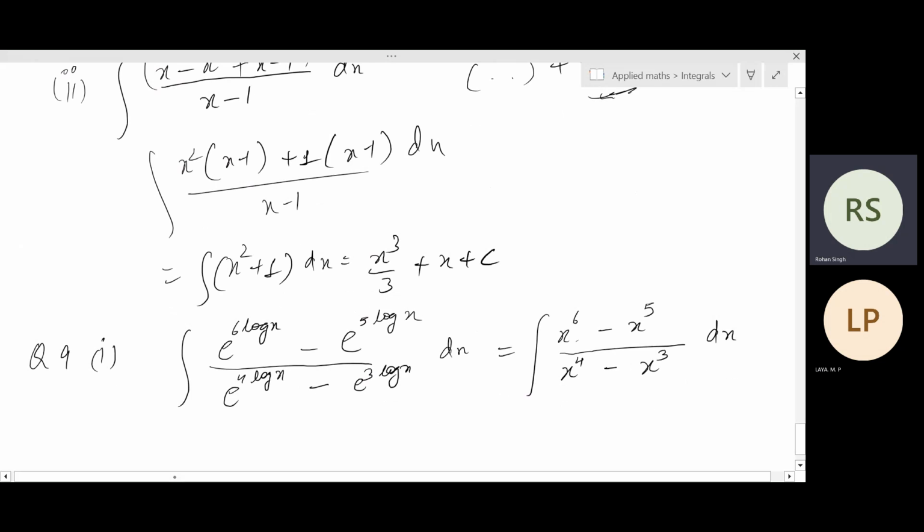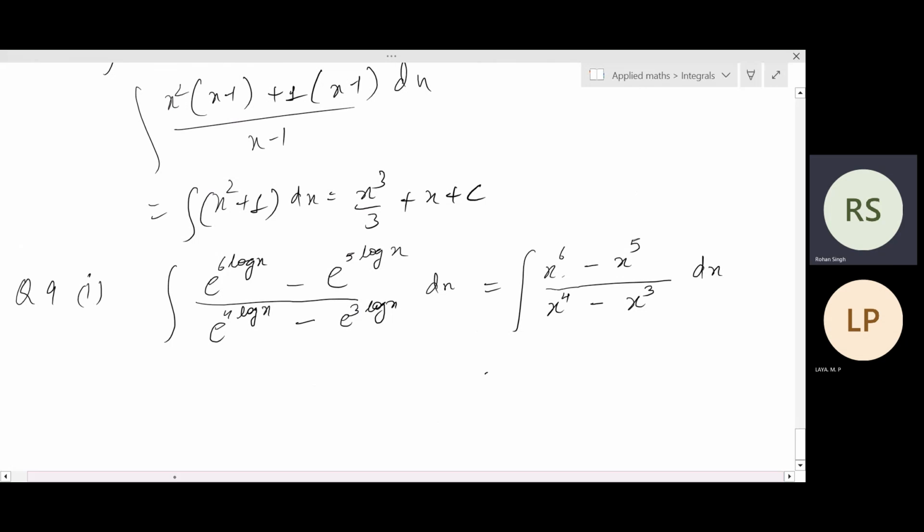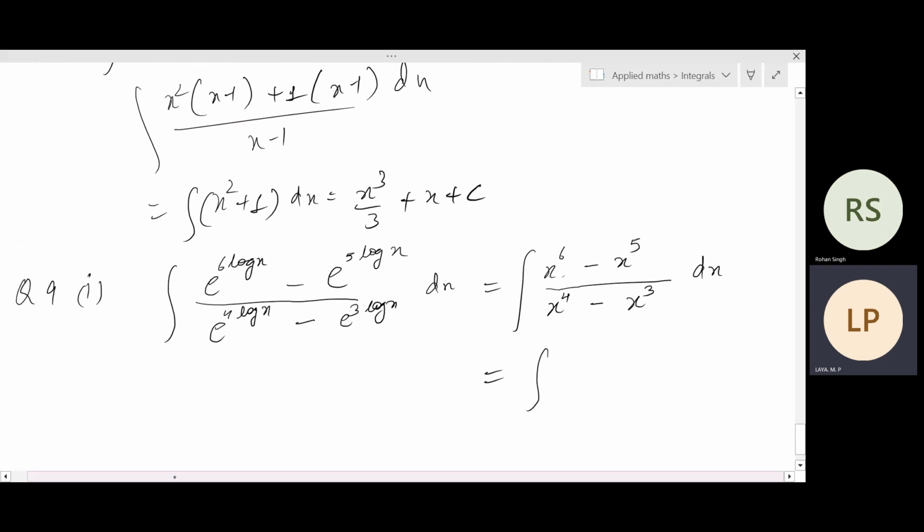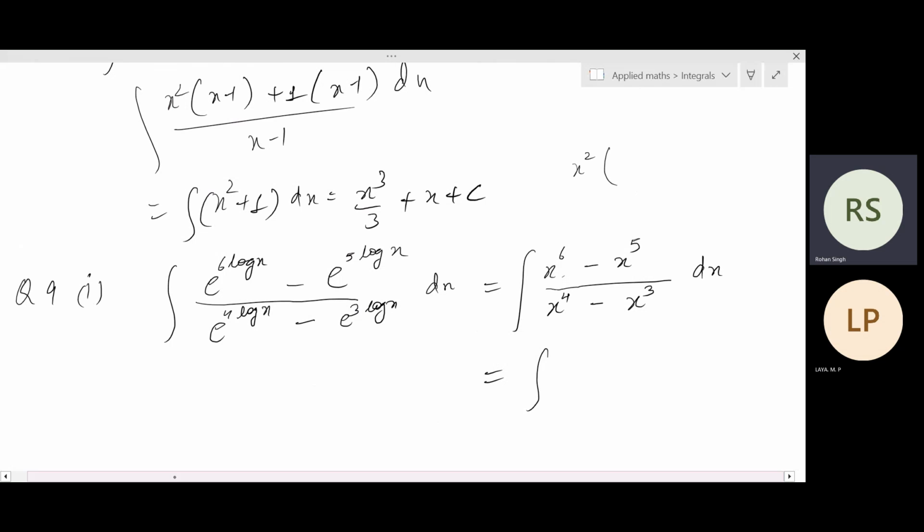Okay, then how can we now proceed? We can probably take something common. Yeah, we can take x cube common in the denominator and x to the power 5 common above, and we can cancel x minus 1. One approach can be if you take x square common, then you'll get x to the power 4 minus x to the power 3, which will be cancelled out.